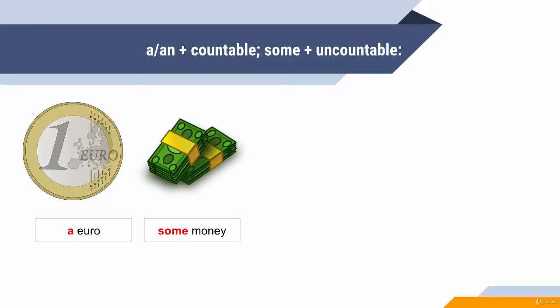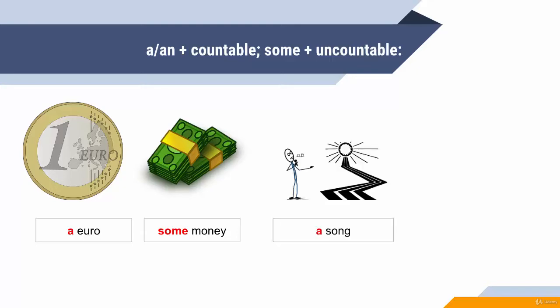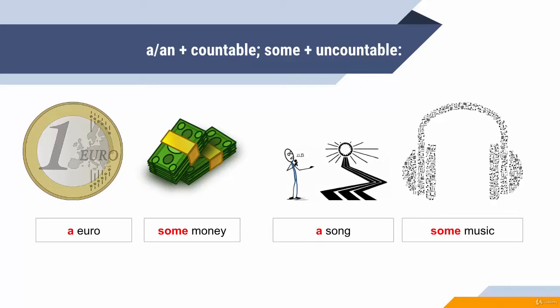Remember this. In English, money is uncountable. It means you say money is. Money is important. Money is not important. Not money are. Really be careful here. It's quite a common mistake that people just say money are. No, money is. A song and some music.